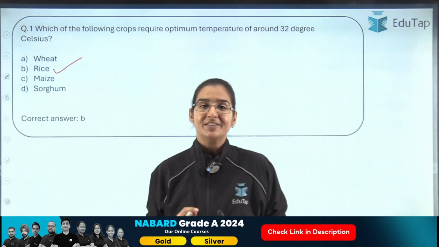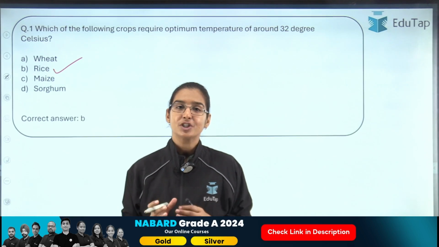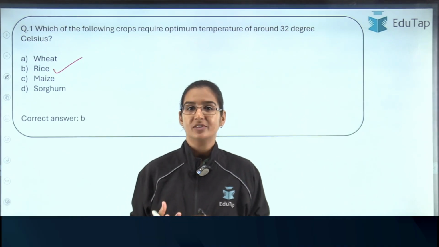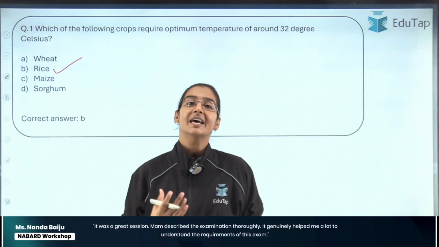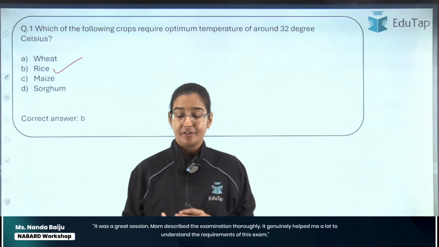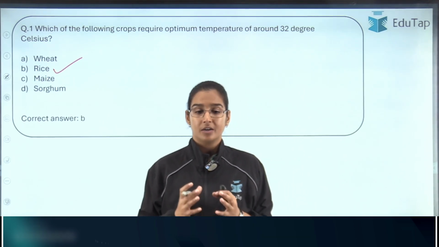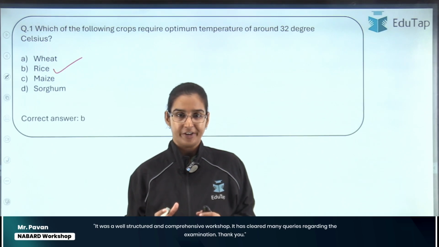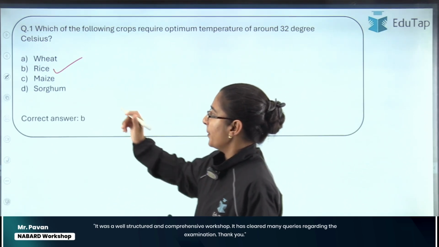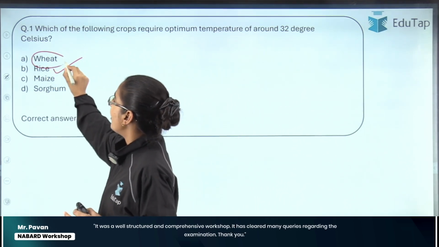See students, as far as different crops are concerned, each crop has its own requirement as far as water availability is concerned, as far as the temperature is concerned. So in this question, we are going to discuss the temperature requirements of different crops. The first crop here is wheat.